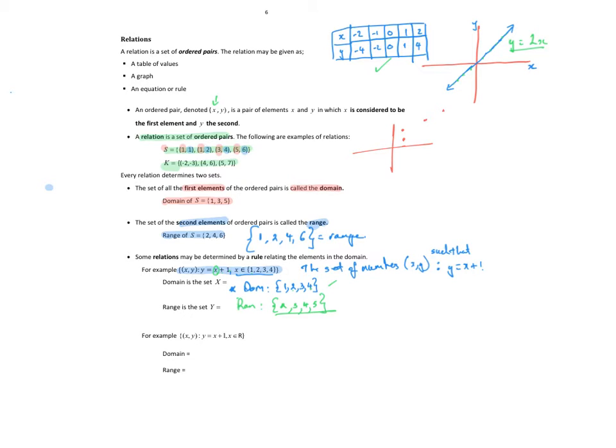The second example here talks about the same sort of thing. We've got the set of numbers x, y such that y is equal to x plus 1, where x is an element of R. So x is an element of R from that previous exercise means to us that the domain is all real numbers. So if my domain is all real numbers, that means the range is also going to be all real numbers.